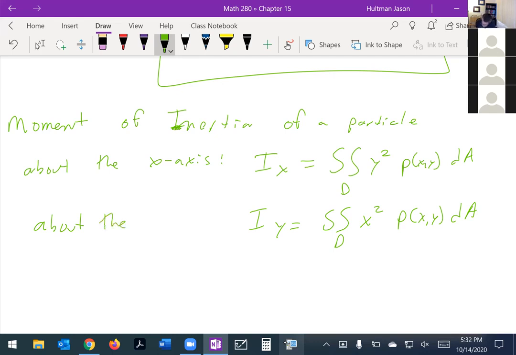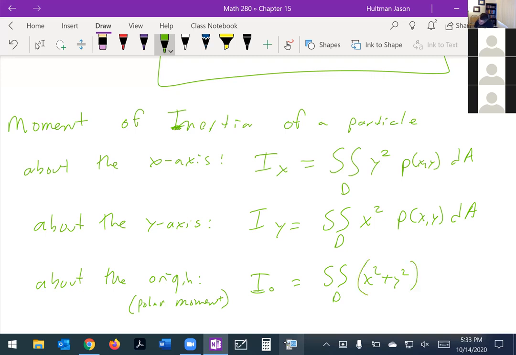Okay, about the y-axis is this guy here. I sub O is also called the polar moment, the moment of inertia about the origin. We'll just do about the origin. I sub O is equal to, this is also called the polar moment of inertia. This polar moment of inertia is this guy, x squared plus y squared times rho of xy dA.